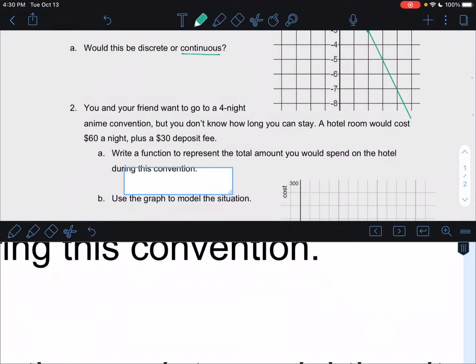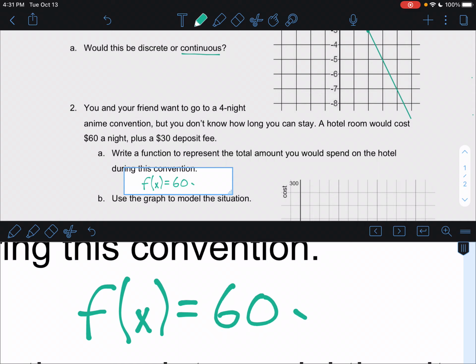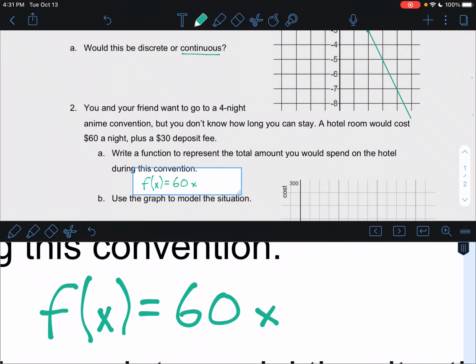So the total amount would be, to write a function, I remember on Thursday, please reference your notes from Thursday. We started with f of x equals, and then it's going to be 60 per night. So I want to do 60x, where x is going to be my nights, and then plus that $30 deposit fee. So plus 30 from the beginning. F of x equals 60x plus 30.